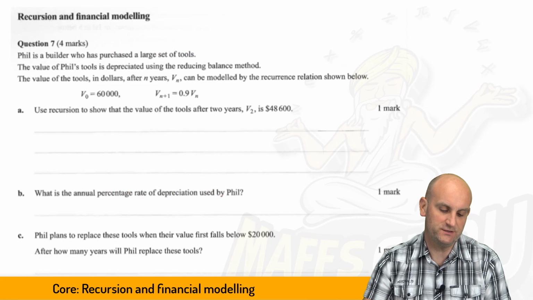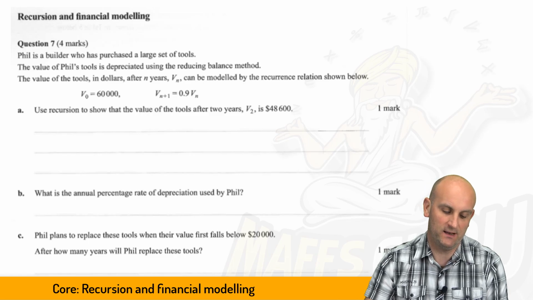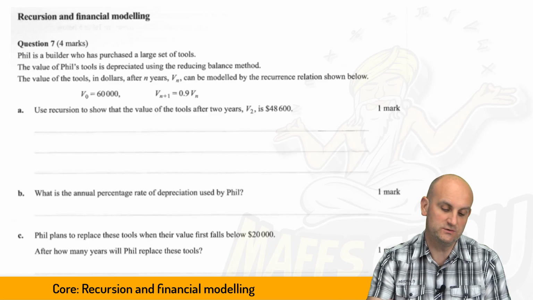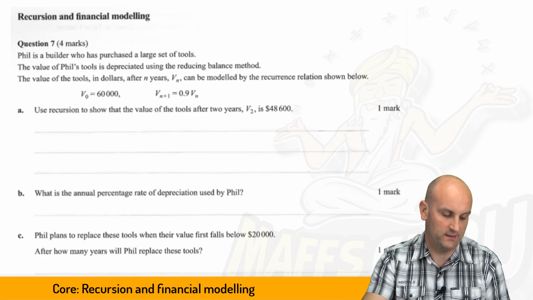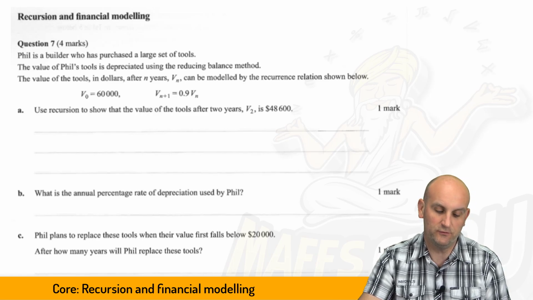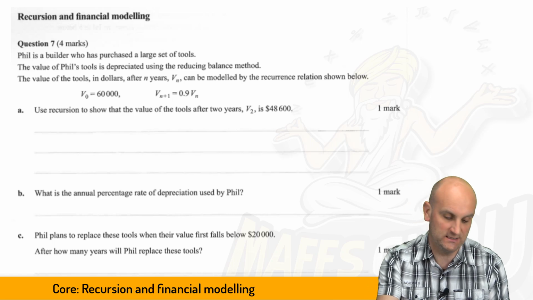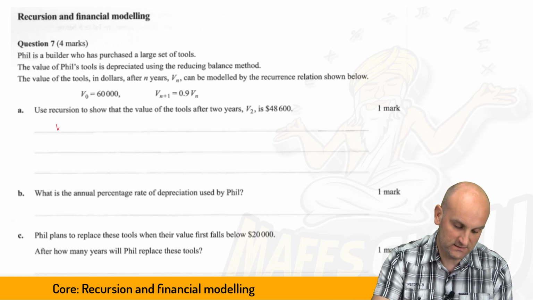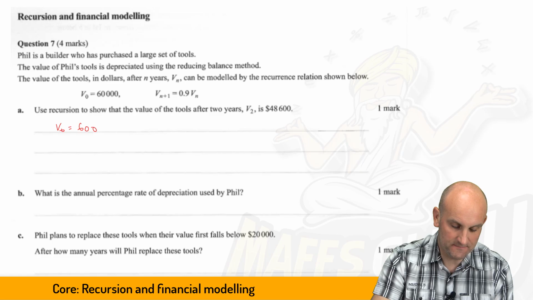Phil is a builder who's purchased a large set of tools, and the value of Phil's tools is depreciated using the reducing balance method. The value of the tools in dollars after n years can be modeled by the recurrence relation shown below. So use the recursion to show the value of the tool after 2 years. All right, so we're using that recursion. So we know that V0 is 60,000.